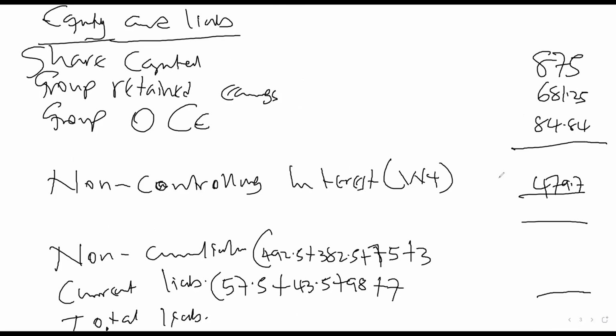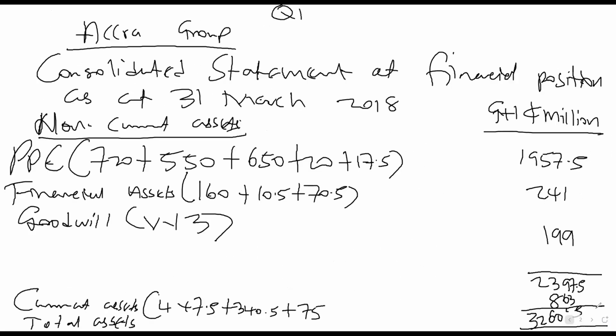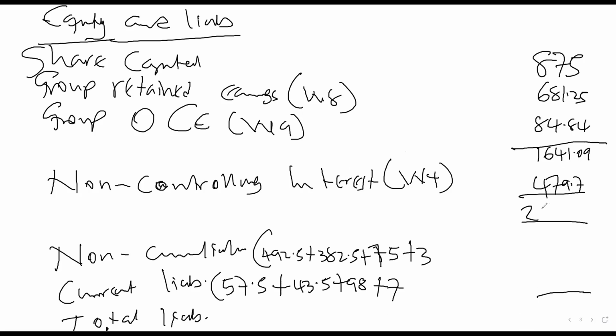Now total equity before NCI. 1641.09. Add the two, what do you get? $2120.79. Total non-current and then current.